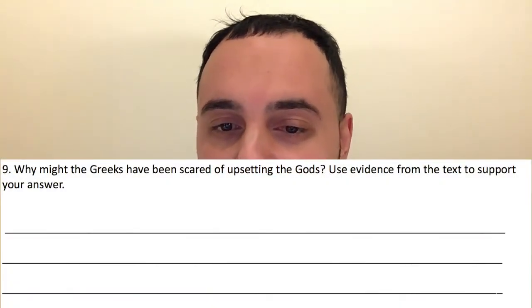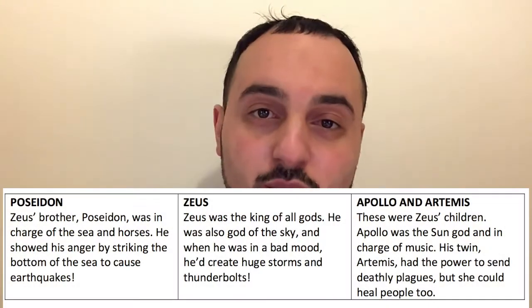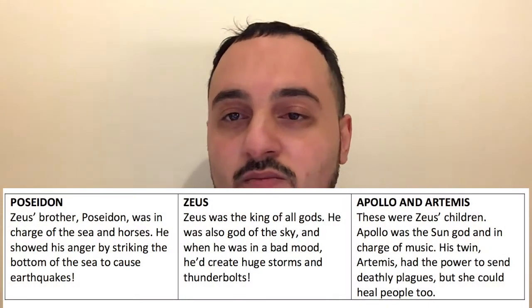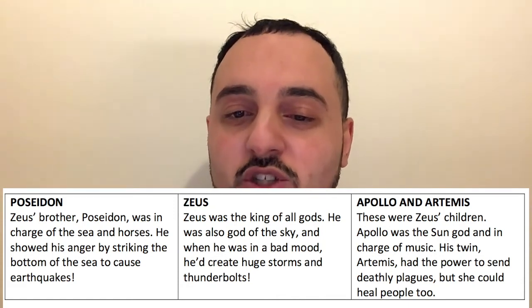Why might the Greeks have been scared of upsetting the gods? Use evidence from the text to support your answer. Why might they have been scared of the gods? So again, think about the punishments the gods did that we talked about in the previous set of questions. So what were the punishments? Think about that. Why might the Greeks have been scared of upsetting the gods? So here's my answer. I've said because the text says these gods were the toughest. These gods were thought to have special powers and each had control over a different aspect of life. Therefore, the Greeks might have been scared of being punished by the gods.